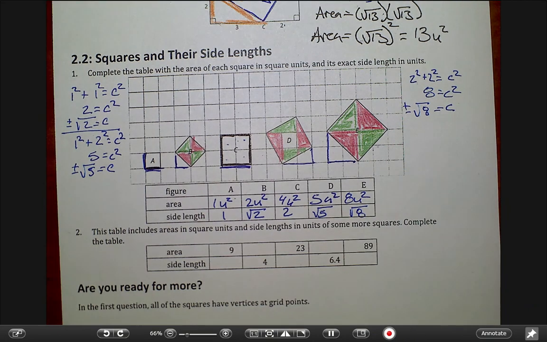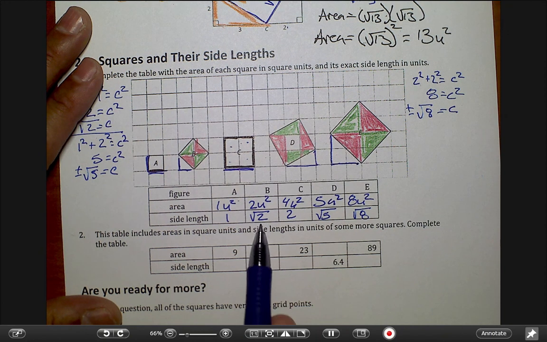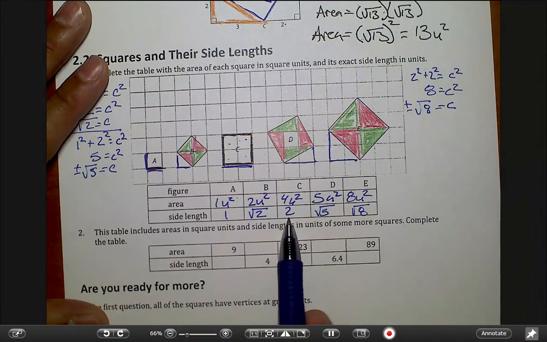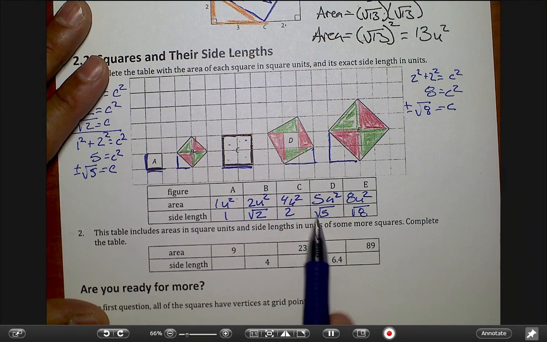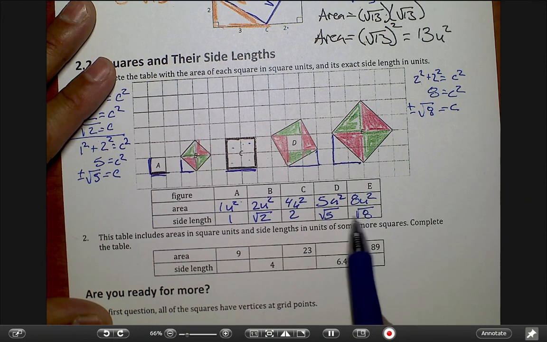Square root of 8. You notice a pattern to this? You guys notice the pattern or no? What is square root of 1? Square root of 2 is square root of 2. Square root of 4 is 2, right? Square root of 5 is square root of 5, right? Okay, that's not perfect, and square root of 8 just gives me square root of 8.